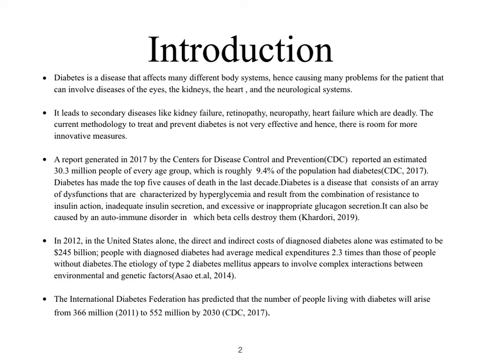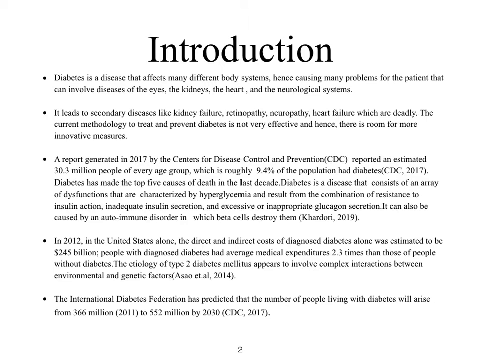So according to Carduri, this is a disease that consists of an array of dysfunctions, which are characterized by hyperglycemia. So what does the CDC have to say about this? The CDC, the Centers for Disease Control and Prevention, reported that in 2017, 30.3 million people of every age group were affected by diabetes. Diabetes, why is it so dangerous?